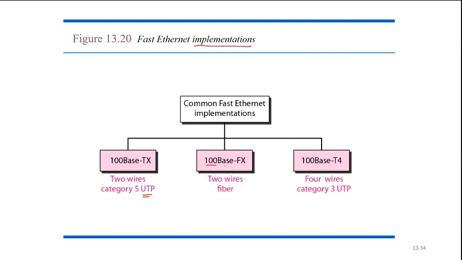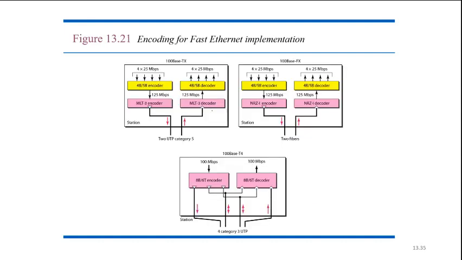100BaseFX means 2 wires with optical fiber. Then 100BaseT4 means 4 wires with category 3 UTP. Different categories of UTPs are there, and we have already gone through them. These are the different devices that are used in fast Ethernet, and how we can implement it. For encoding and decoding, this is the block coding. We have already seen 4B/5B coding. Then MLT.